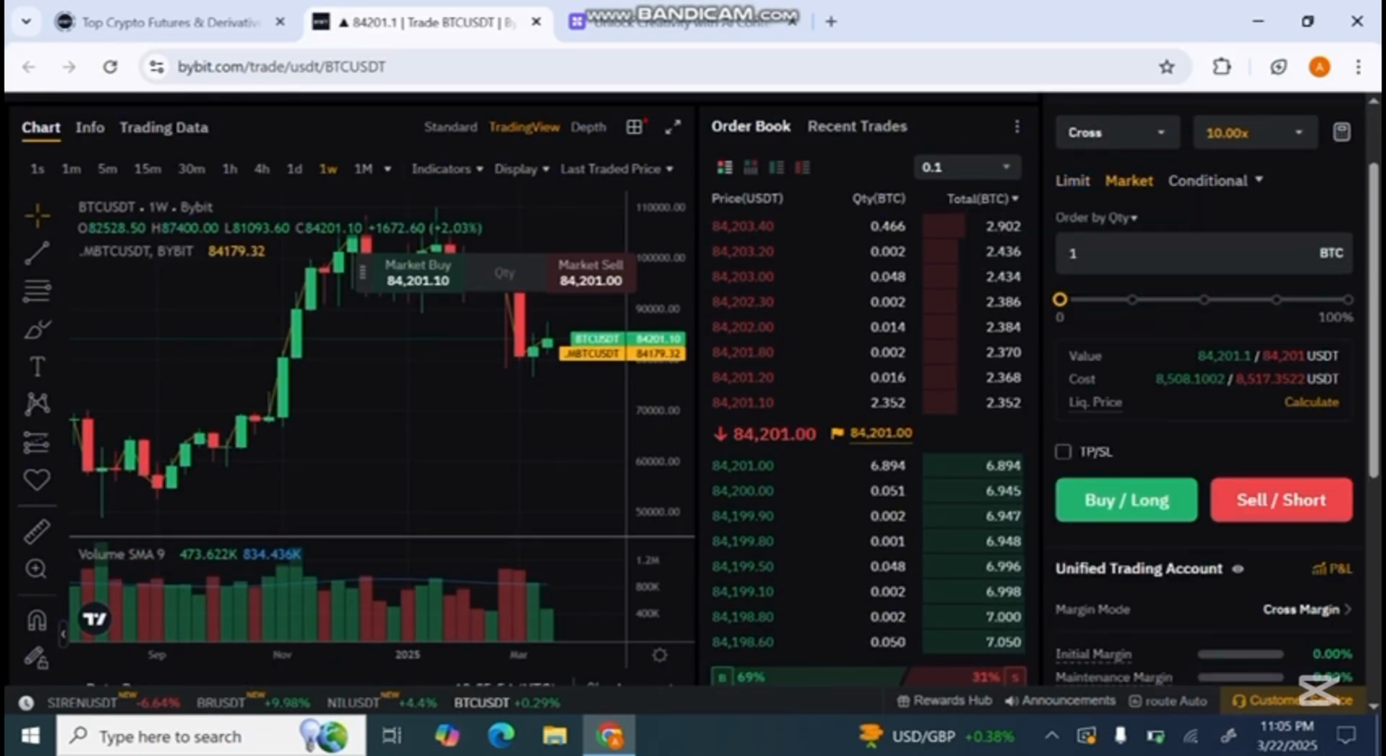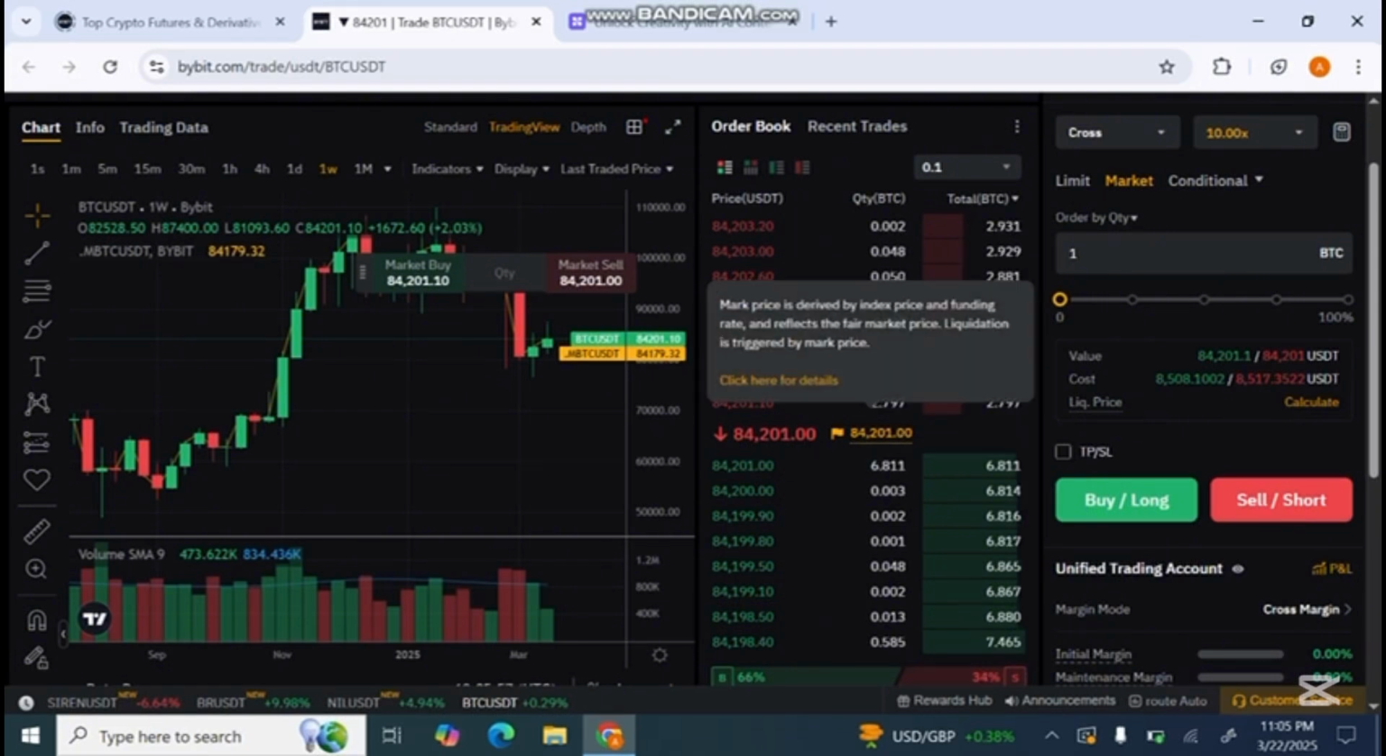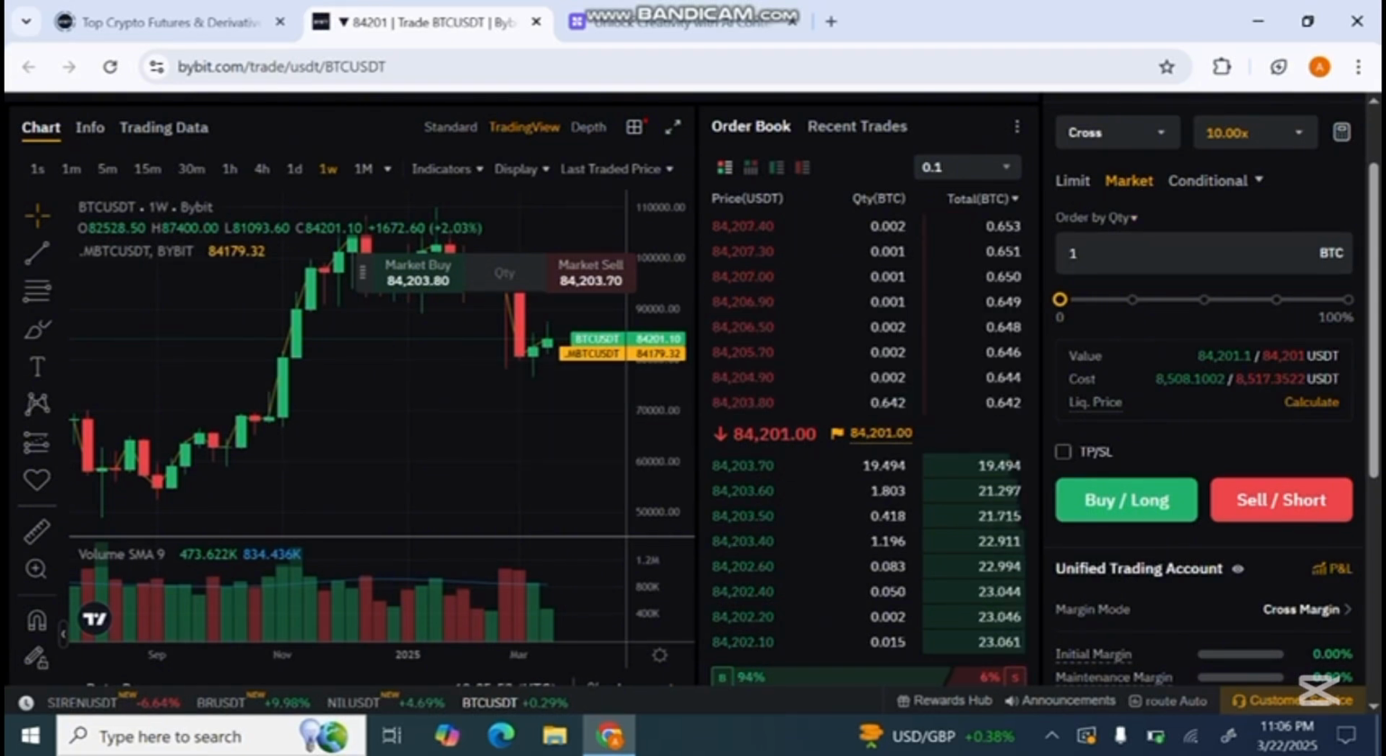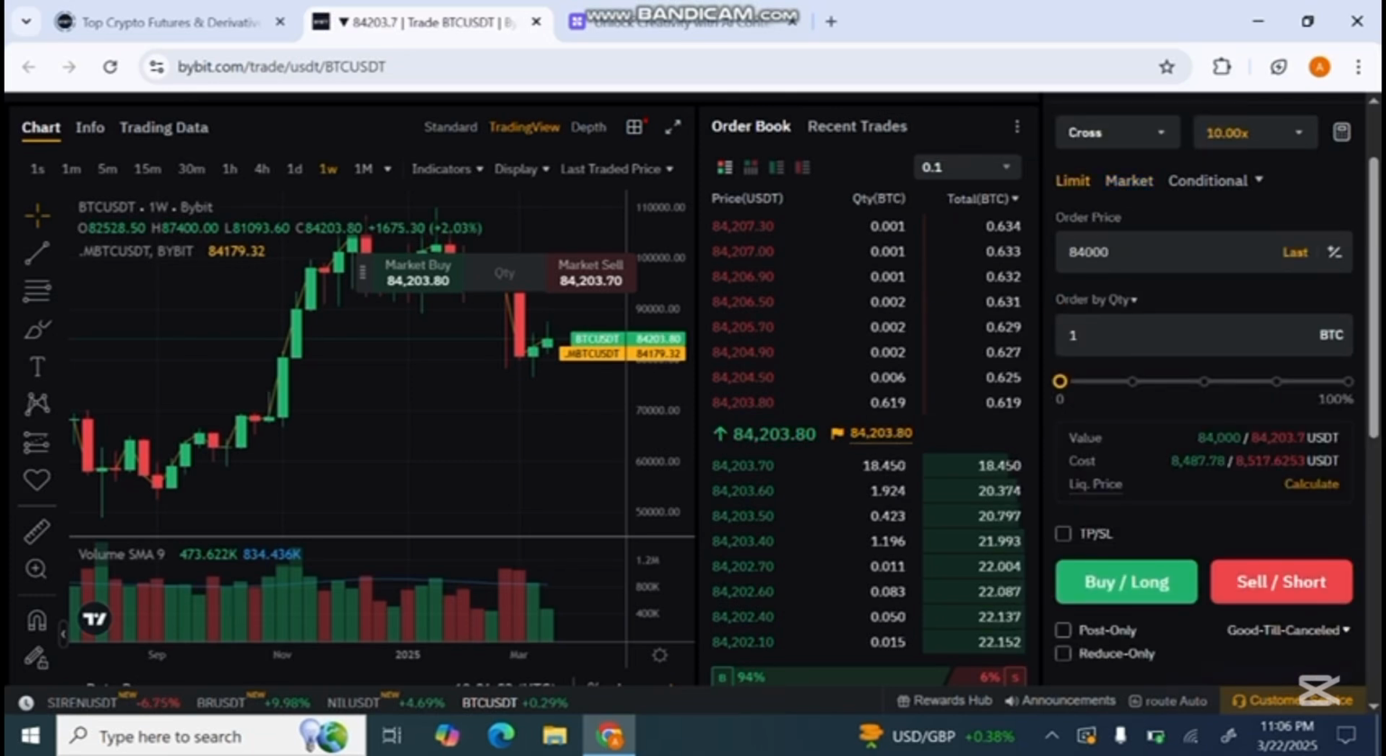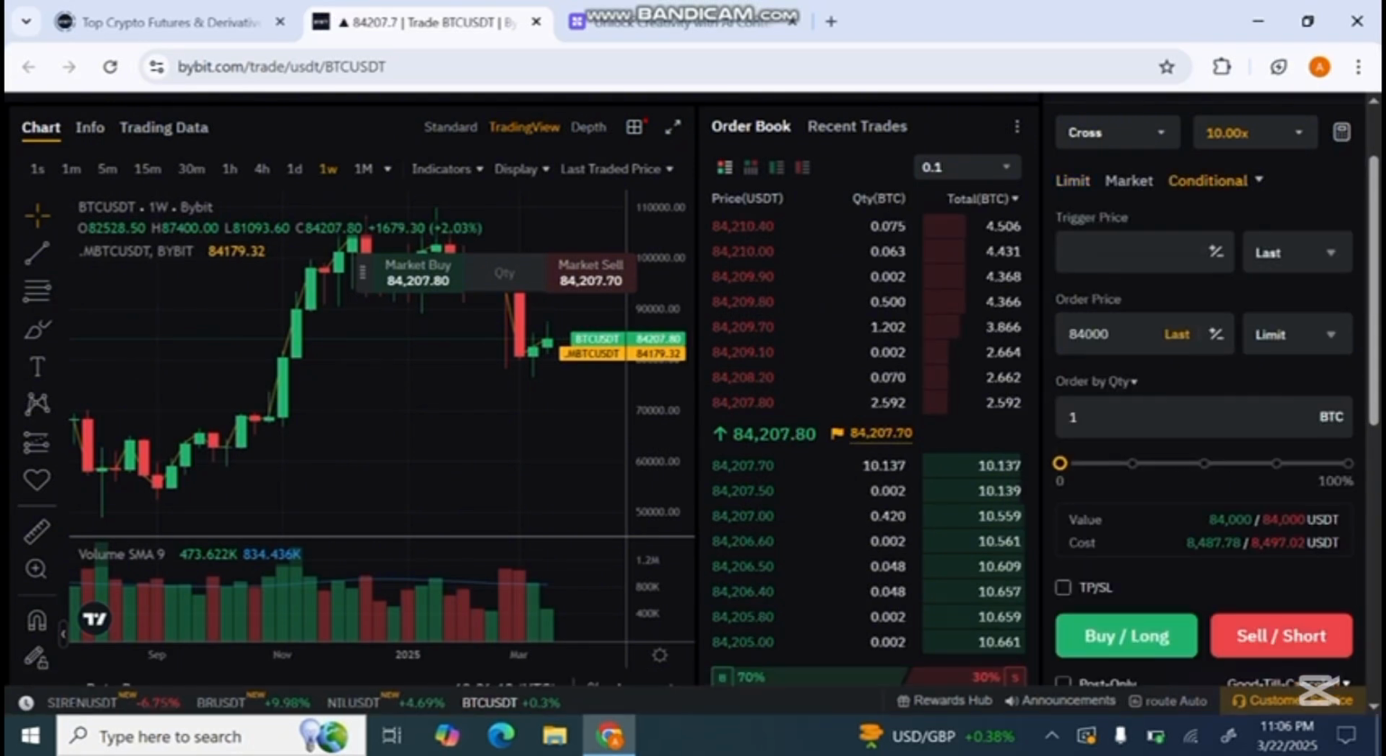Now basically in the market order we buy the coin at the current value. Here you can see the current value, and you can buy this coin at this current value. Here you can see the value is 84,203 now, and you can write the quantity, how many coins you want to buy, and after that you can buy. Now let's talk about conditional.